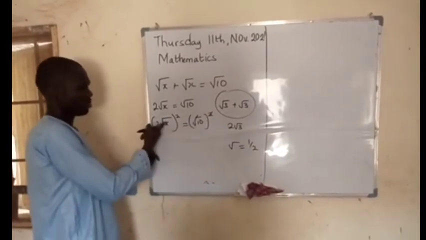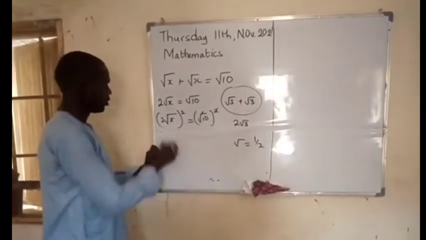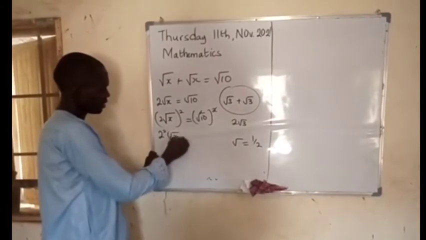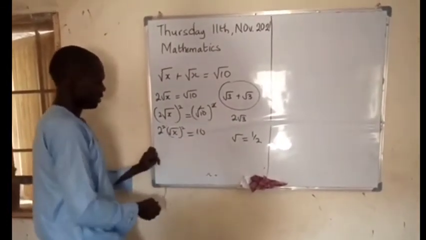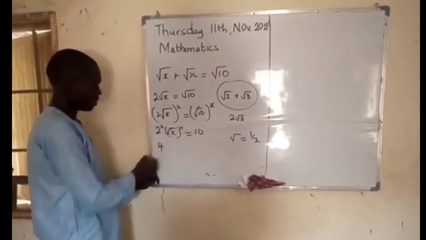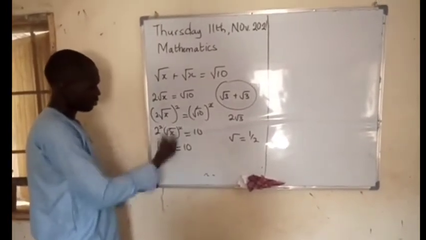But here you have to be very careful because you have a number in front of the square root. So now this will be 2 raised to the power of 2, then root x. This cancels this, we have 10, isn't it? So 2 raised to the power of 2 will give us 4. And these 2 will cancel this. You have x left. Now, divide both sides by 4.